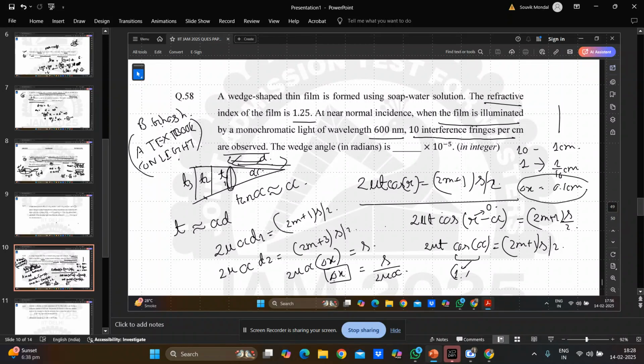This is given in disguise. Actually, the language may be a bit confusing, but this is given in disguise that delta x is equal to 0.1 cm. So if you now solve this, alpha is equal to lambda by 2 mu delta x. Delta x is given, mu is given, 2 is there, lambda is 600. So you can simply find it will be 24 into 10 to the power minus 5. So the answer will be 24. So this is, I think, a very advanced problem.